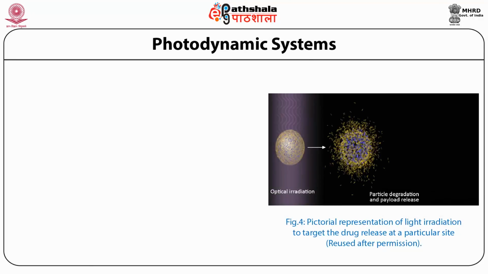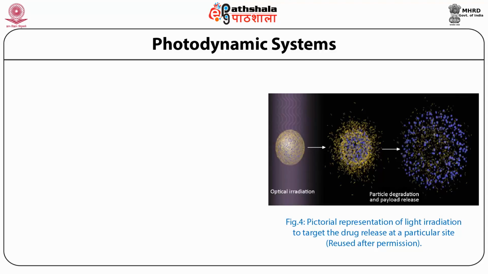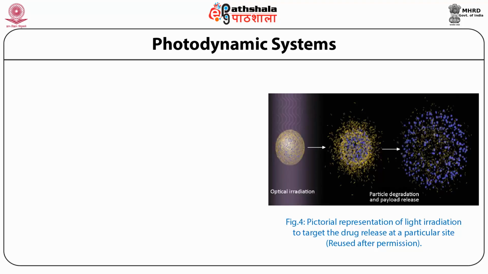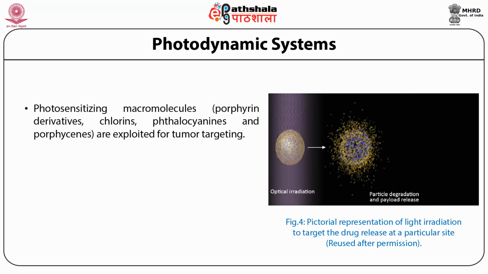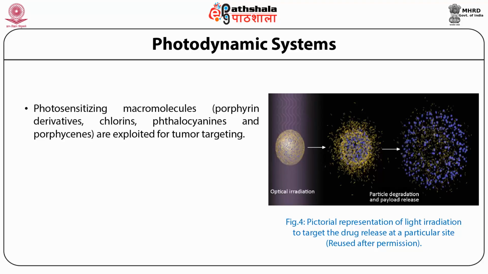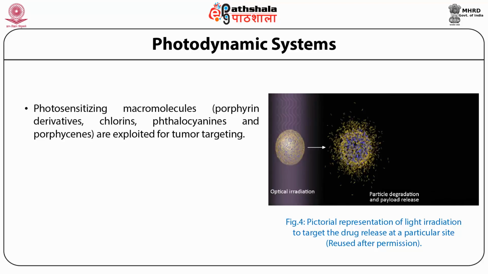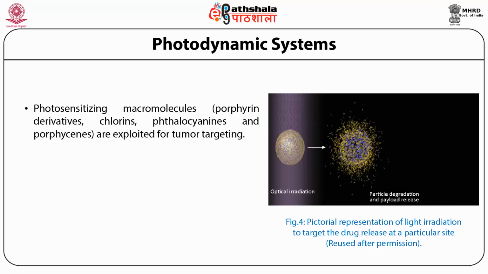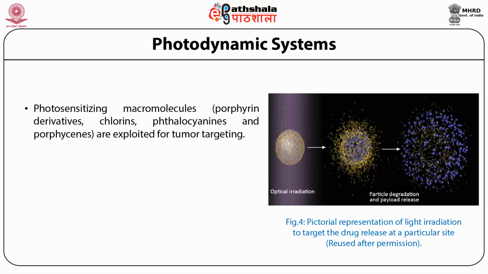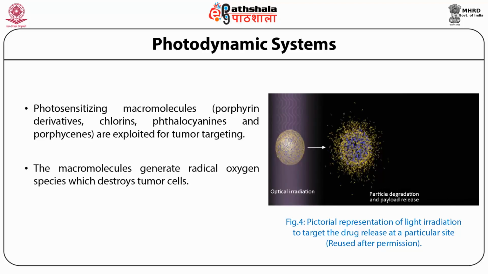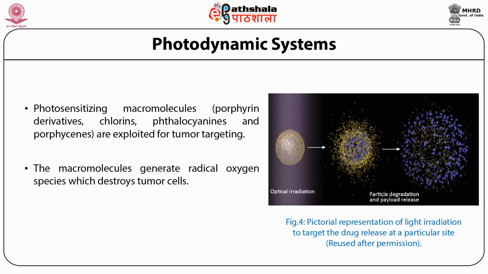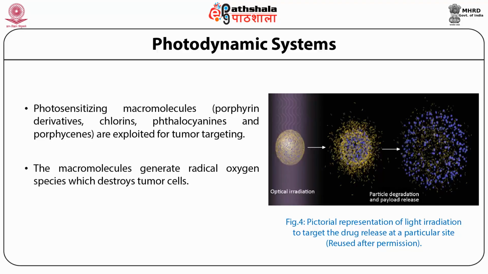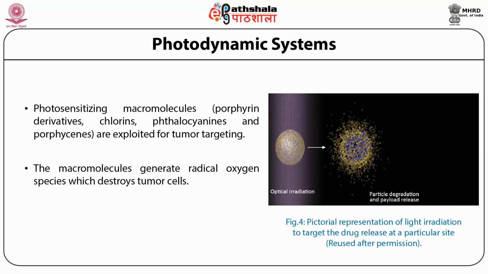Another promising approach among the photosensitive therapies is tumor targeting using photodynamic therapy. In such systems, photosensitizing macromolecules, that is the porphyrin derivatives, chlorins, phthalocyanines and porphycenes, are exploited to cater to the needs of the drug targeting. The mechanism involved in such tumor targeting is the generation of ROS, which is reactive oxygen species, which destroys the tumor cells.